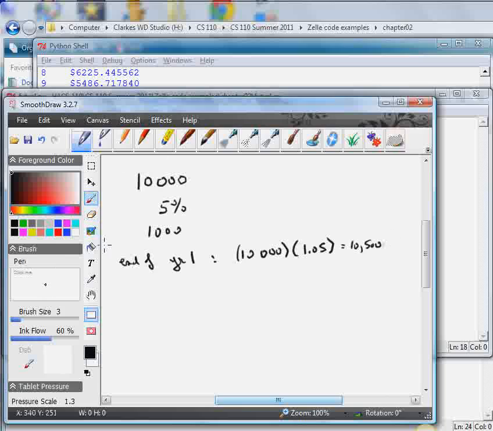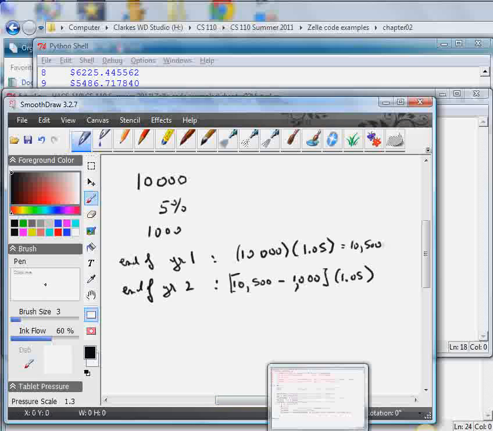Okay, so at the end of year 2, what you're going to have is $10,500, which is what you started with in year 2, minus the $1,000 withdrawal that you make, times 1.05, because that's the interest you're earning. So that shows you the pattern.